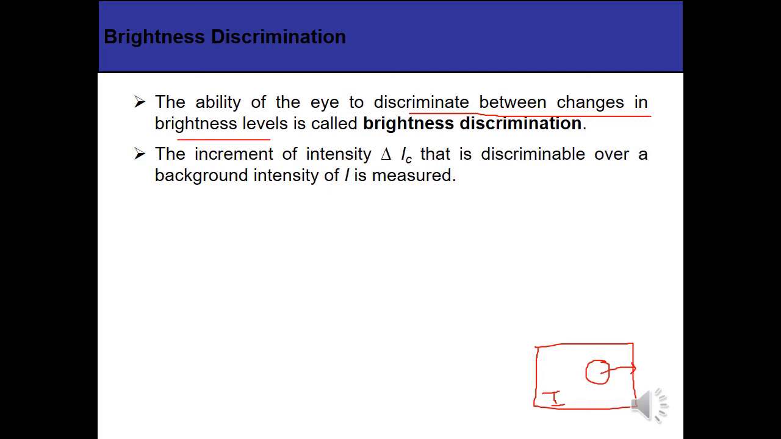If we try to minimize or maximize the intensity of this particular circle while keeping the background the same, there must be a variation. If we increase the intensity, let us say it is increased to I plus delta I. That increment is made, and this ratio of delta I over I is known as the Weber ratio. Because of this, when you increase this intensity level, it will be possible to extract and visualize the circle properly out of the whole background. This is the concept of brightness discrimination.